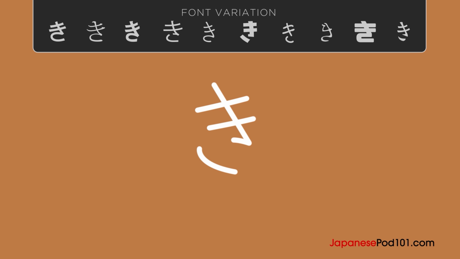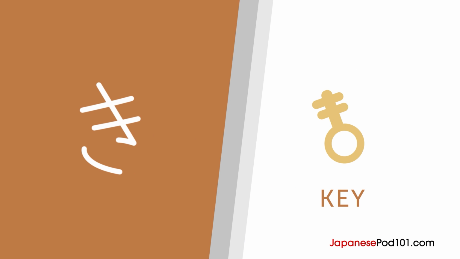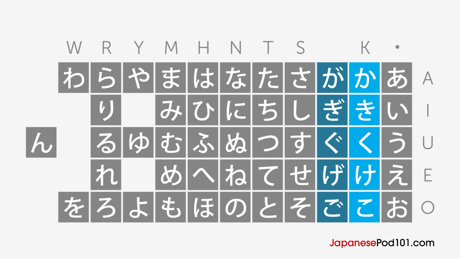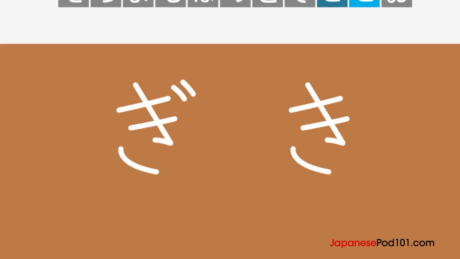Okay, next up is the hiragana character ki. Ki looks like a key. Just like the hiragana ka, all of the characters in this column can be altered by a dakuten. Ki with a dakuten is pronounced as gi. Ki, gi, ki, gi.